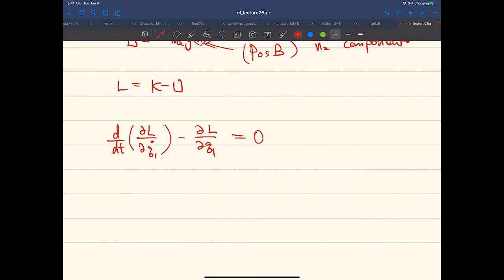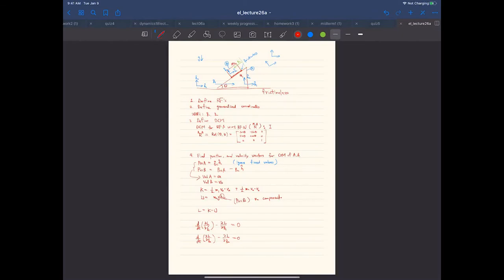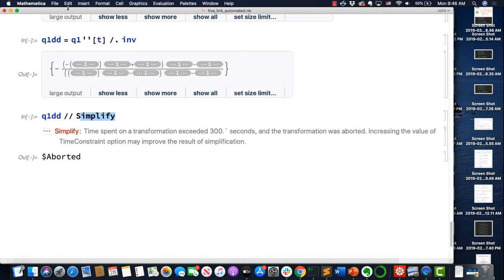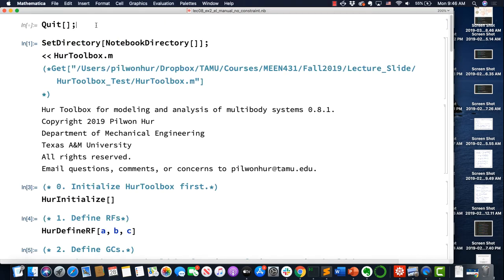Okay. And the same thing for the second generalized coordinates, Q2. And this is also 0. So that's all we need to do, right? So let's do some coding, okay? So let's do it together.